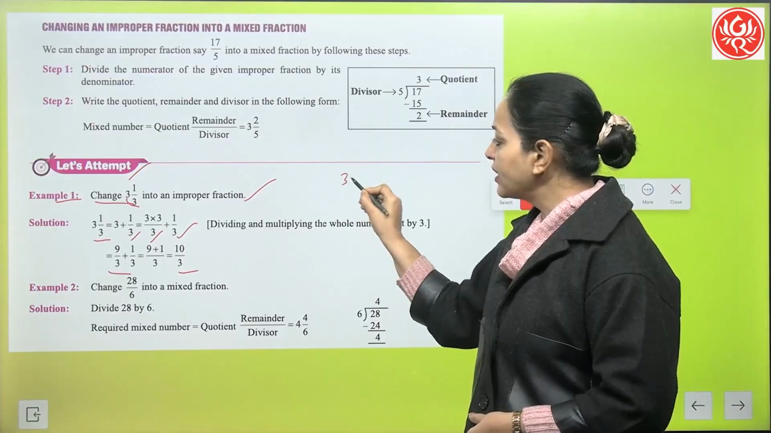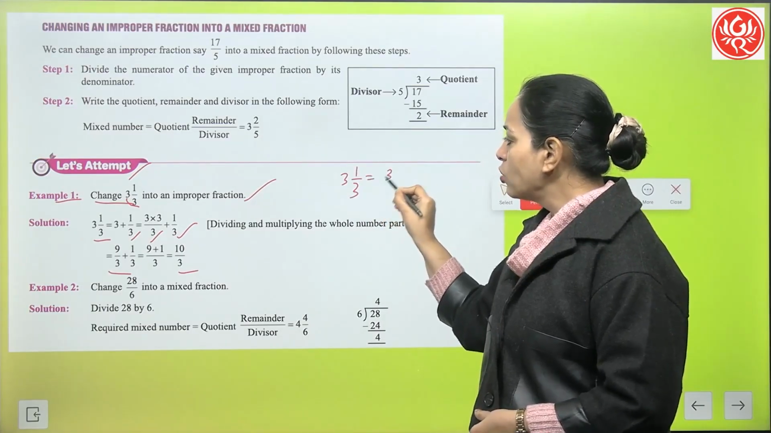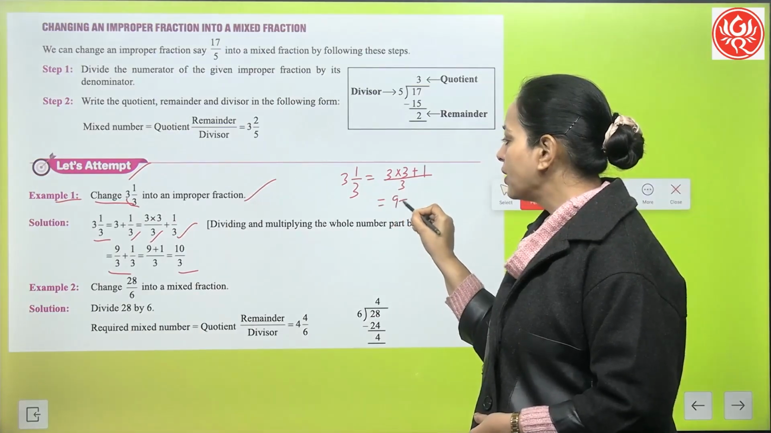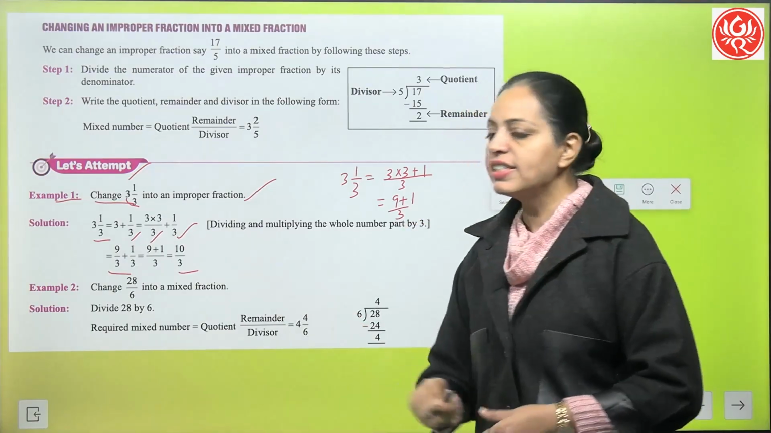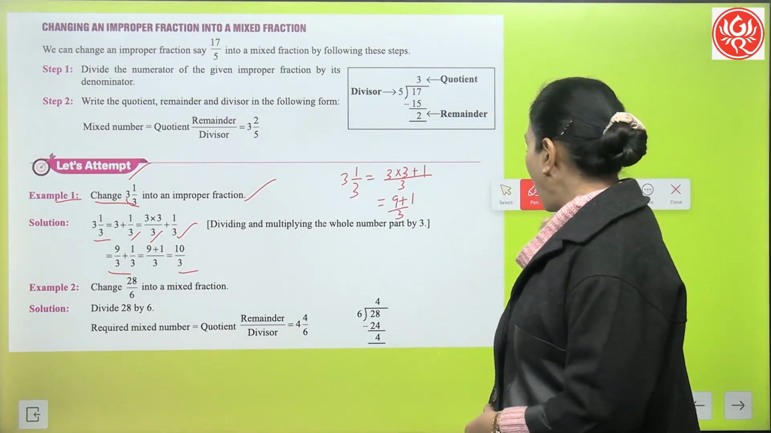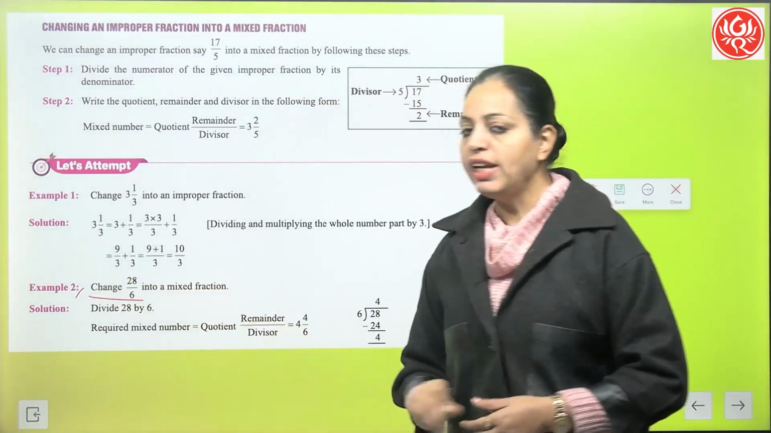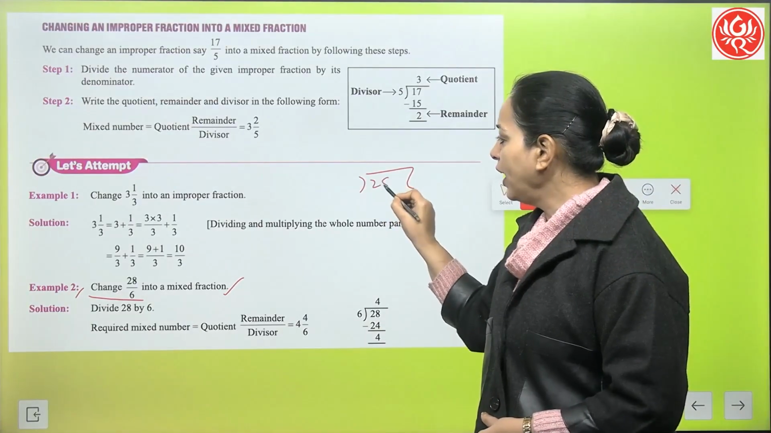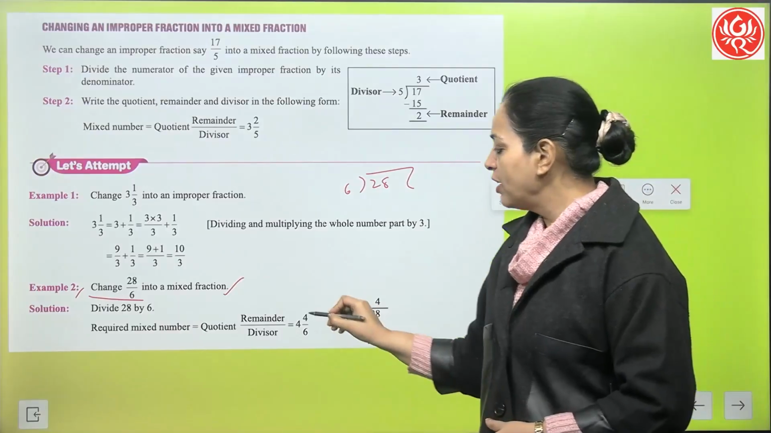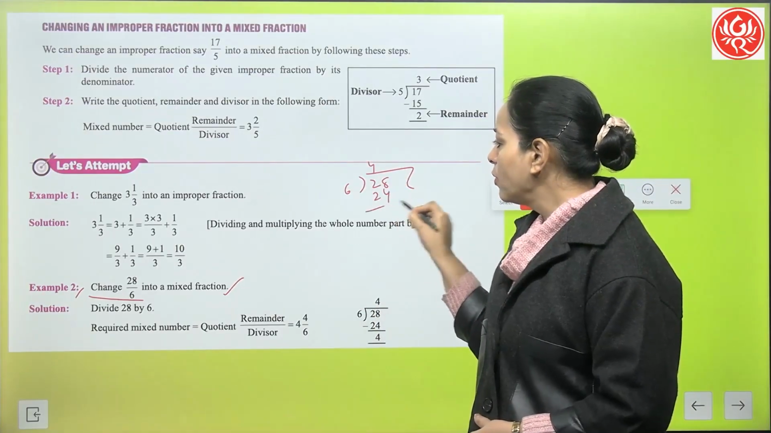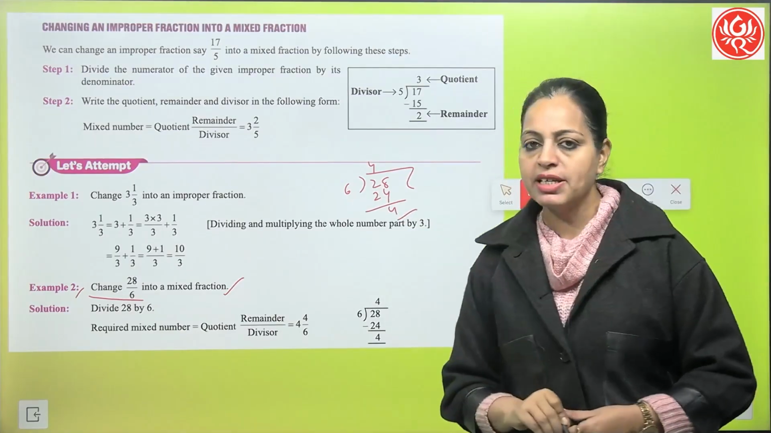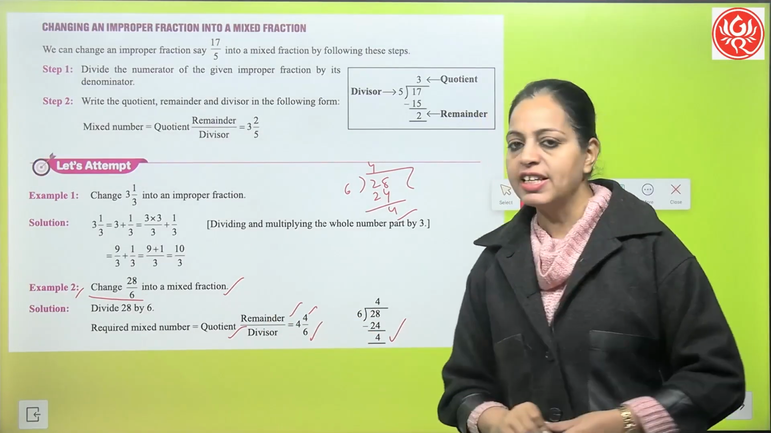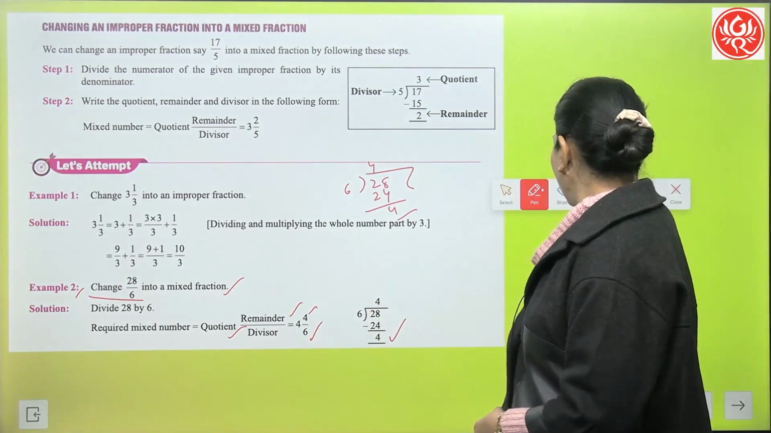आप simply directly ऐसे कर सकते हैं 3 whole 1/3. So 3 into 3 plus 1/3 means 9 plus 1/3, that is 10/3. Okay. Now come to example 2. Change 28/6 into a mixed fraction. It means divide 28 by 6. So what will you get? 6 4s are 24. So 4 as quotient and 4 as remainder. So here we are getting 4 whole 4/6. So this is the answer, right?